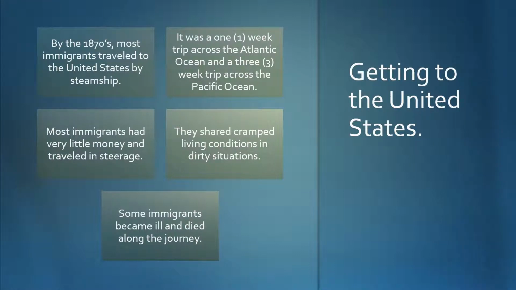Most immigrants, unfortunately, had very little money, and they had to travel in steerage. Steerage is typically at the bottom of the ship. It was crowded, dirty, smelly, and cramped, but they didn't have a lot of money, so that's where they had to travel. And unfortunately, some immigrants did become ill and die along the journey as well.